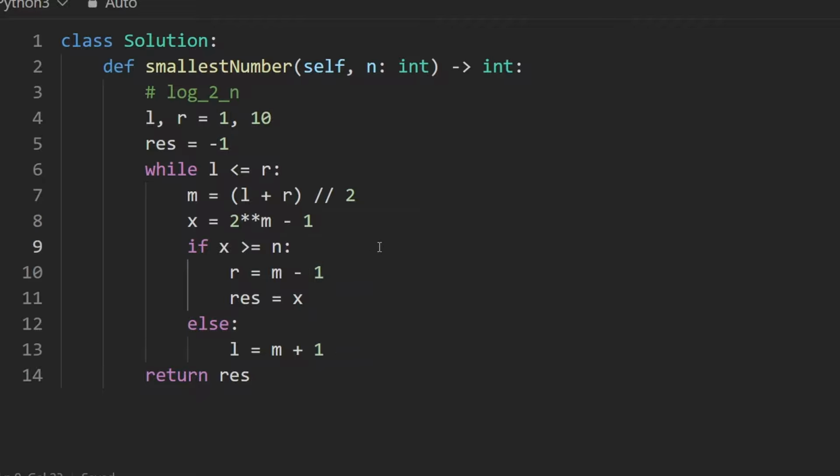So the idea here is that, first of all, we know that n is going to be at most 1,000, right? So how many bits would it take to find the smallest number that's greater than or equal to 1,000? Well, 2 to the power of 10 is 1024. So you subtract 1 from that and you get 1023. That's the biggest number you could have with 10 bits set. So we know for sure that's big enough to be greater than 1,000. That's why I set this to 10, because we need to make sure that the solution is within this range, because we're going to be performing binary search.